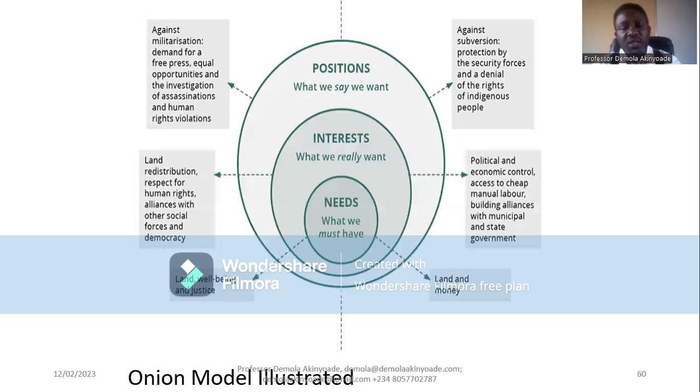So this is an illustration of the onion model. You see, position, this is used for a conflict case. This is what people say they want. Interest, what they really want or why they want what they say they want. And then need, what they must have.